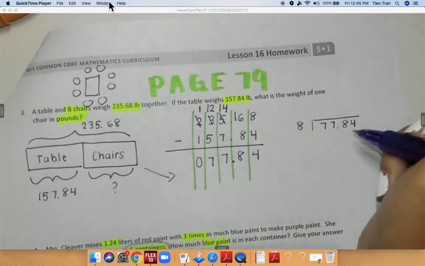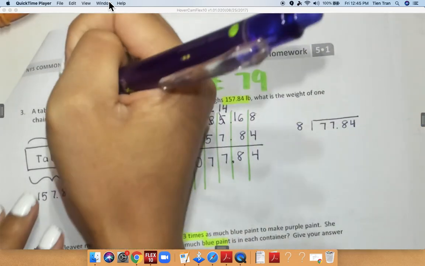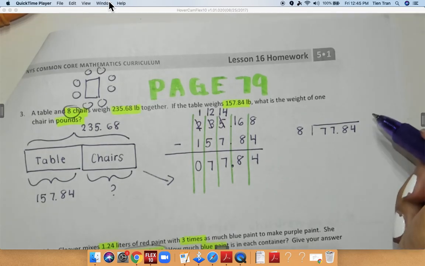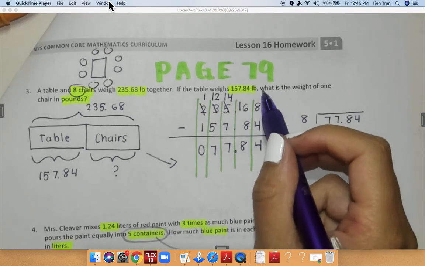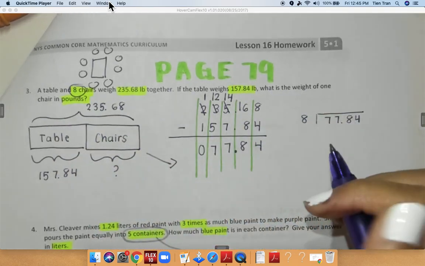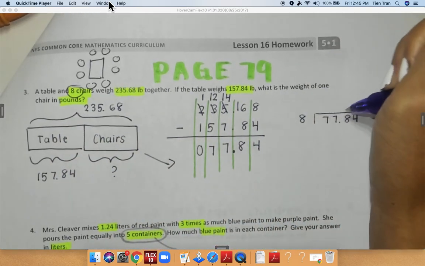The chairs weigh this much, but I have 8 chairs, right? I want to know how much each chair is going to weigh, because that's what they want you to do. What is the weight of one chair? Not all 8, but one chair. So I'm going to divide by 8.